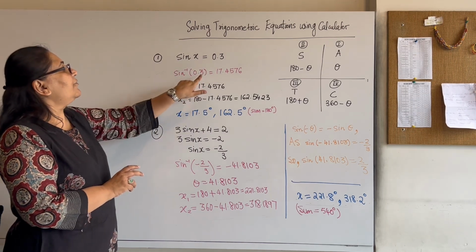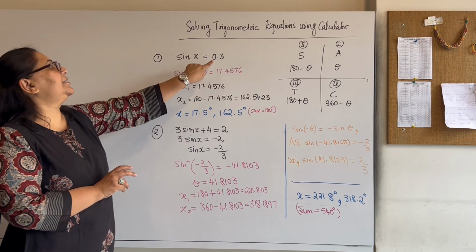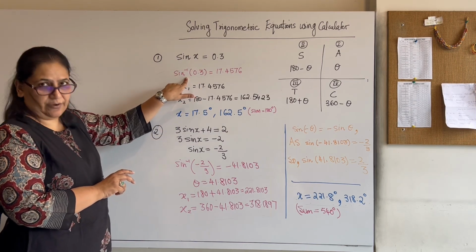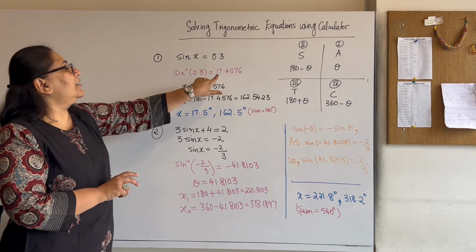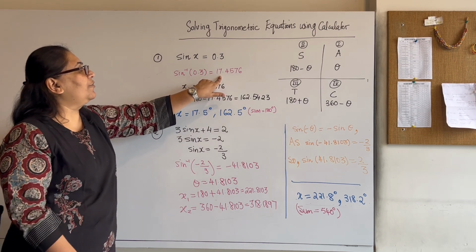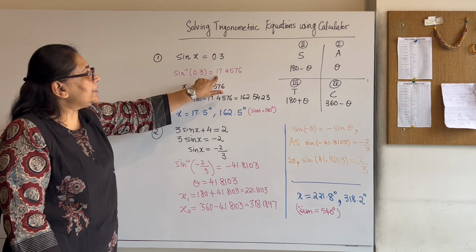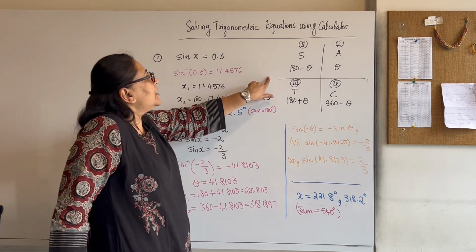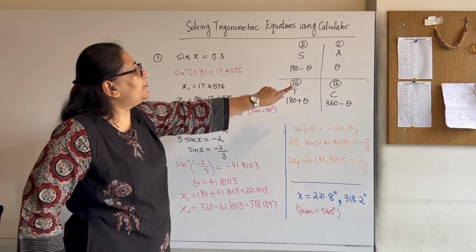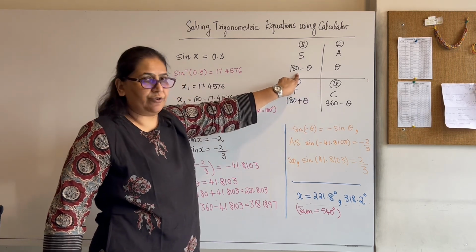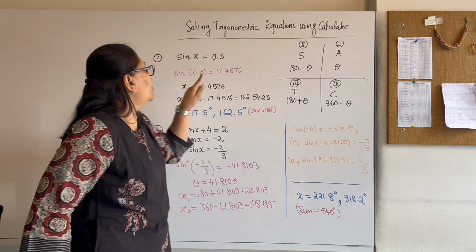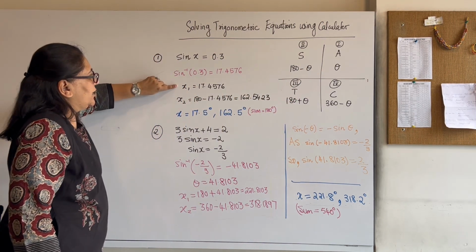We start with finding the angle whose sine is 0.3. We use the sine inverse key of the calculator and get the angle 17.4576. This is an acute angle. Using the four quadrants, we can see that sine is positive in the first and the second quadrant. We already have got the angle in the first quadrant. So, this is our first answer.